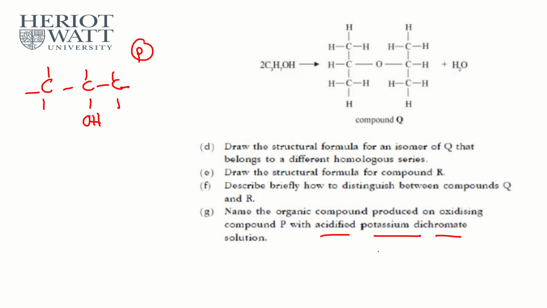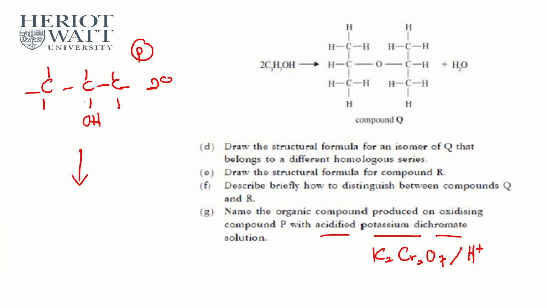And P is oxidized with acidified potassium dichromate. What is that acidified potassium dichromate? It's actually K2Cr2O7/H+. That's acidified potassium dichromate, and this is known as an oxidizing agent. Okay, so we know that this is a secondary alcohol. And what would you get if you oxidize a secondary alcohol? You're supposed to get a ketone. Let me show you again how it works and how it forms the ketone.